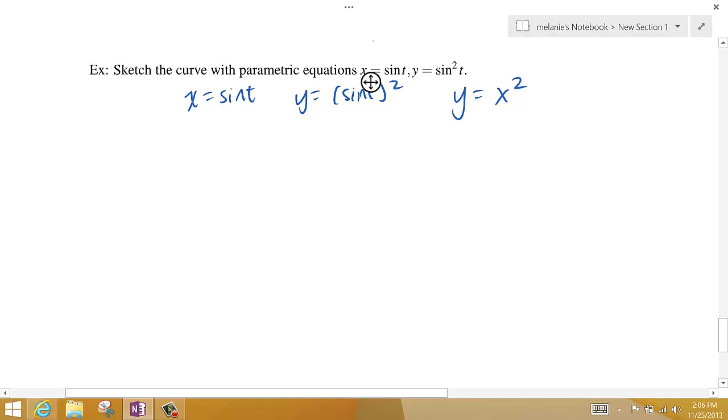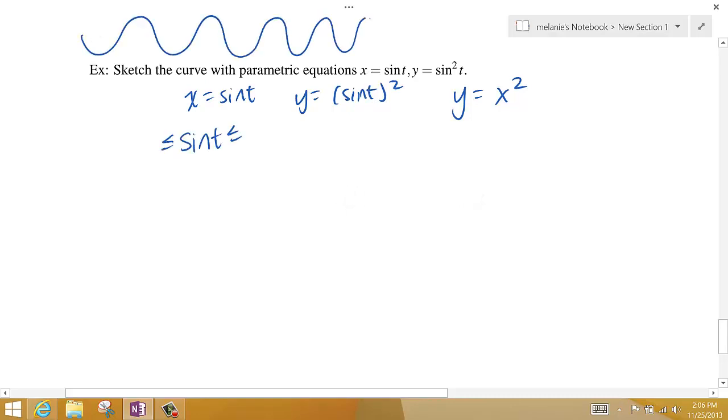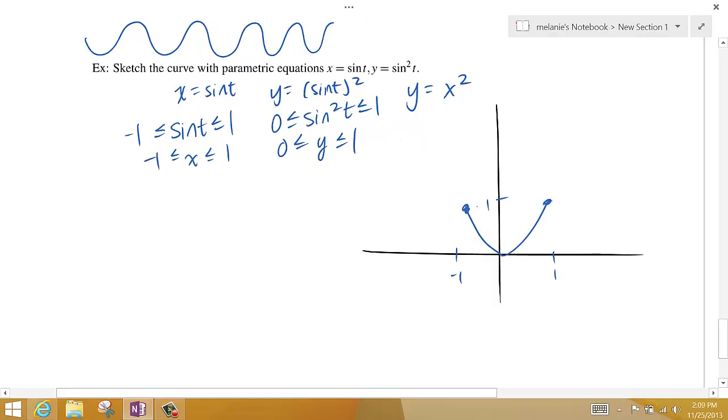It is a parabola, but I have restrictions. If I write y equal x squared and I don't write anything else, there are no restrictions. But there are restrictions over here. Think about when you graph sine. All of the y values are between what and what? -1 and +1. So that means x also has to be between -1 and +1. And I know that sine has values between -1 and +1, so what happens when I square all those values? Well, the smallest value I'll get then is 0, and the largest is 1. So that means y is between 0 and 1. So I have this picture.